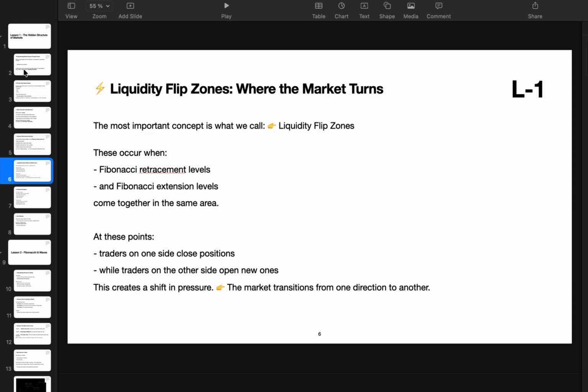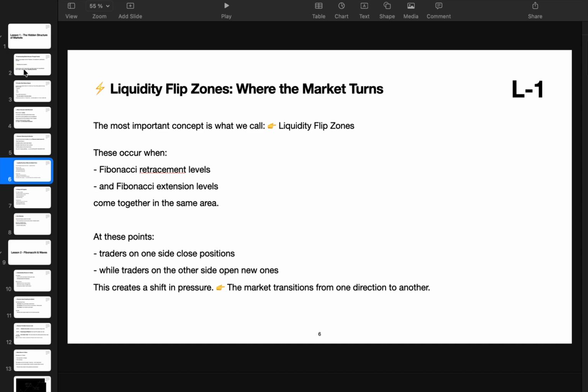And then, what are the liquidity flip zones? The liquidity flip zones are where the market turns. Why is that important? The market turns because there is demand, right? So people are buying or selling. In these liquidity flip zones, we have parts where buyers and sellers are coming together.